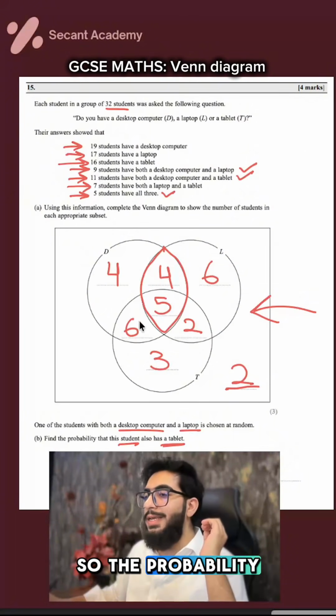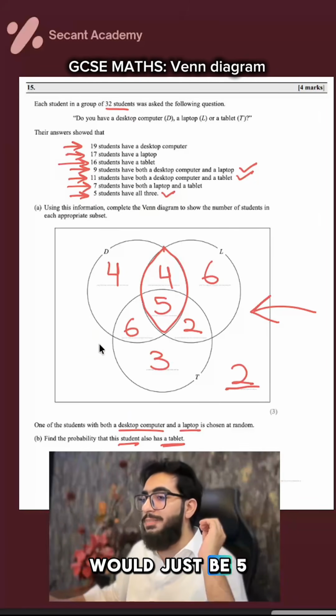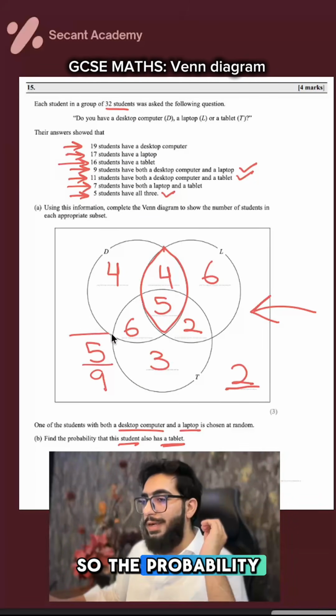So the probability that a person is chosen that has a desktop and a laptop and a tablet as well would just be 5 out of the total number of people in this region, 9. So the probability would be 5 over 9.